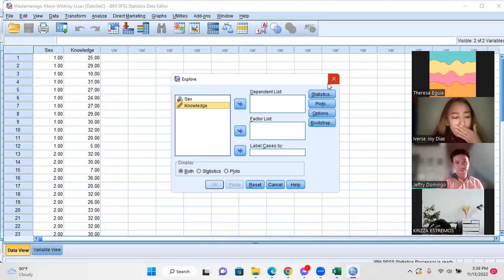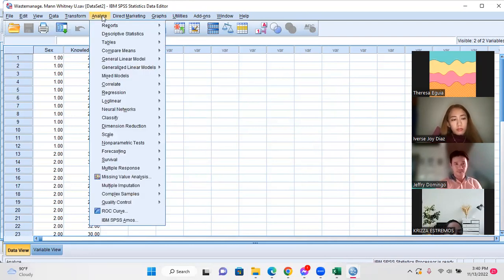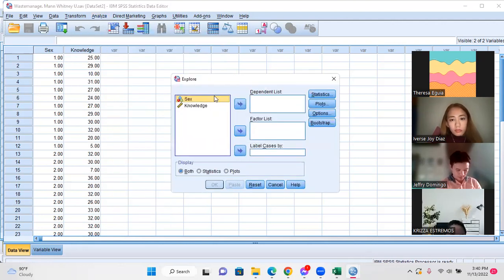Ma'am Dana, yes? Pwede pa ulit ma'am kasi nakita ko na sa screen ko yung data. Transform and analyze po. Sige, ulitin ko na lang. Bale, ang problem nito sa waste management, kung sino ang may mas knowledge, ang male ba or female. So, analyze, descriptive, bago tayo gumamit ng kung anong statistical tool, let's check first the normality and then explore. And then, ang dependent variable natin is knowledge.